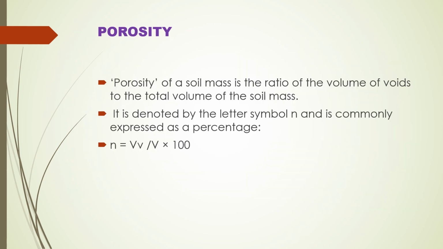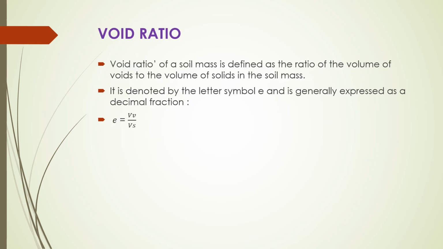Porosity of a soil mass is the ratio of the volume of voids to the total volume of the soil mass. It is denoted by the letter n and is commonly expressed as a percentage. n is equal to volume of voids by total volume into 100. Next is void ratio. Void ratio of a soil mass is defined as the ratio of the volume of voids to the volume of solids in the soil mass. That is, e is equal to Vv by Vs. Here e is the void ratio, Vv is the volume of voids, and Vs is the volume of solids.